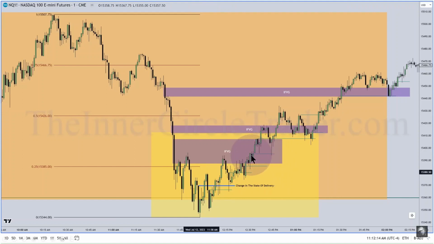I want to see it react at that order block, and then also that it's taken out liquidity, and there's also a volume imbalance right there. That's tape reading. So fair value gaps like this, if we're bearish, we expect it to go up there and sell off. But when there's a change in the state of delivery, we expect the market to go up.